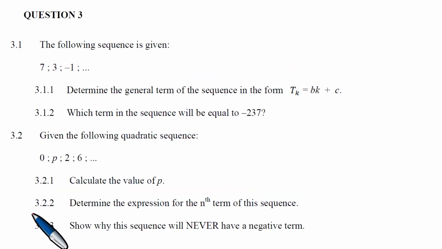In question 3 now, we're looking at number patterns. Let's deal with these number patterns. 3.1, the following sequence is given: 7, 3, minus 1. Determine the general term of the sequence in the form given. What is the general term of this sequence? Where do we start here?